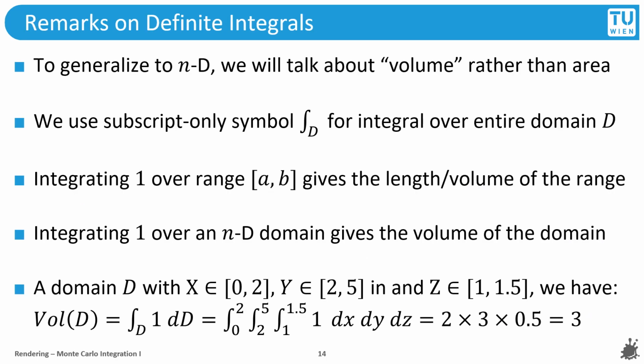In order to generalize to an n-dimensional space or an n-dimensional domain, we will be talking about volume rather than area under the curve. In the case of an integration over multiple variables, which gives us a multidimensional domain, we will be using subscript-only symbols. For instance, the integral over D represents the integral over an entire domain D. Integrating 1, just as a reminder, for a given range a to b will give us a result that is equal to the volume of the range. And integrating 1 over an n-dimensional domain will be equal to the volume of that domain.